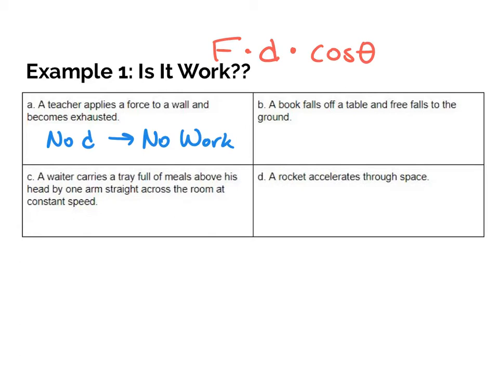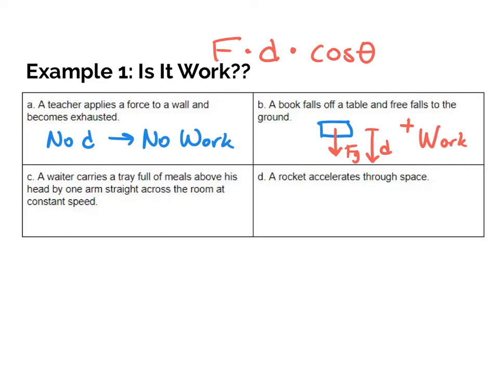It says a book falls off a table and falls free to the ground. So as a book falls, let's think about this. Is there a force acting on it? Well, it falls because we have the force of gravity. And as it falls, it's going to fall a distance downward. So in this case, there is going to be work done. And we can consider here that work is going to be done by gravity. And since they're acting in the same direction, think of that as positive work being done by gravity.